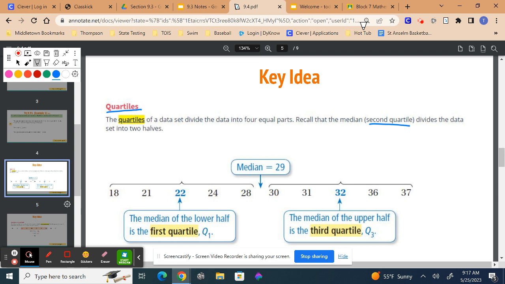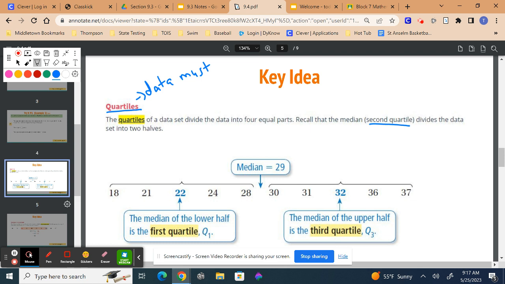Okay, so first things first, quartiles: your data must be least to greatest. Everyone in block 1 was having, well, not everyone, but a lot of people that came to me were struggling because they were like, I don't understand. They did everything right. They found quartile 2, quartile 3, quartile 1, but they never put the data in order. So technically they're incorrect.